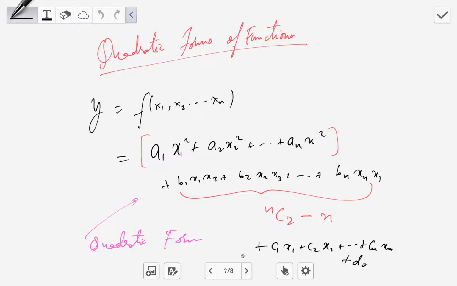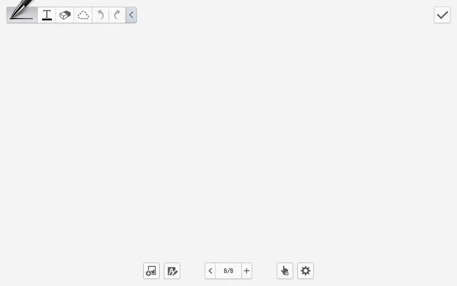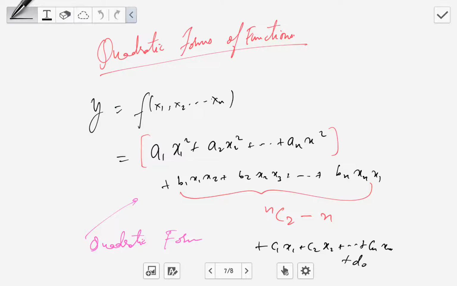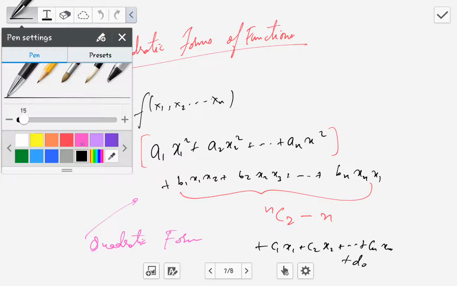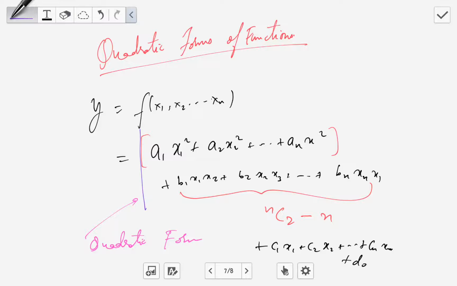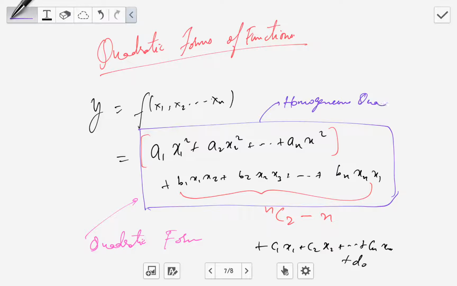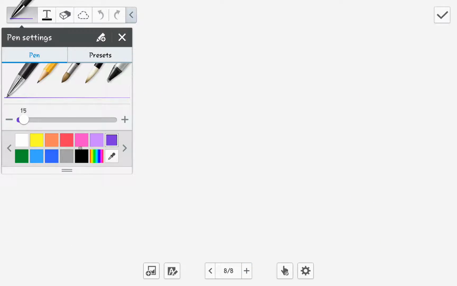But this is not homogeneous. Do you see that? Because there are these x1, x2, so let us just try to simplify the homogeneous quadratic form. Let us try to see more about this homogeneous quadratic form, and that is this part. This is your homogeneous quadratic form. Okay, so let us try to have a greater look at this.